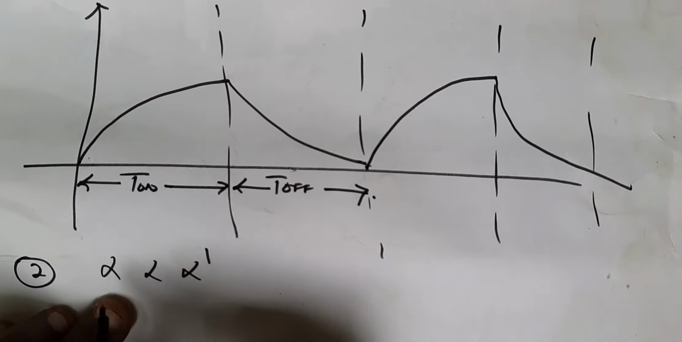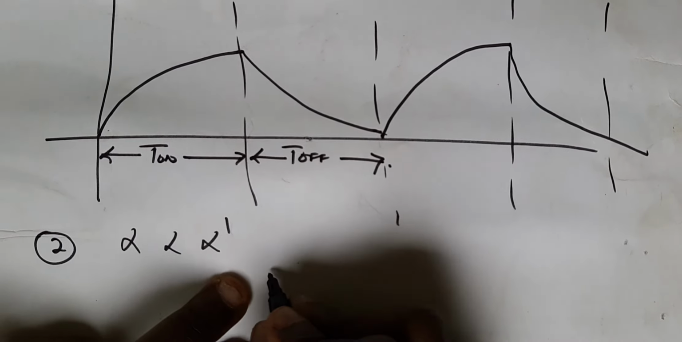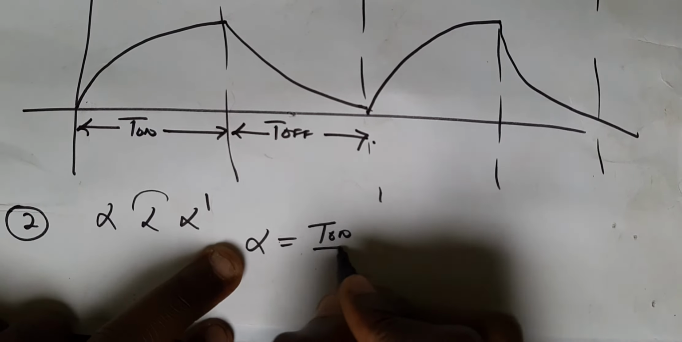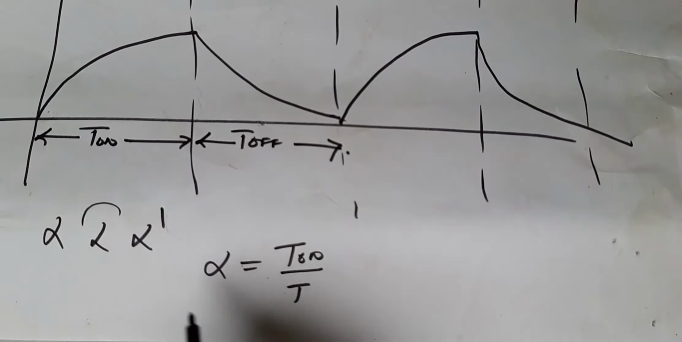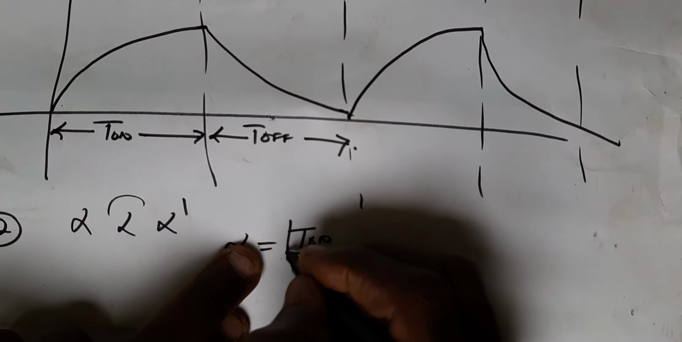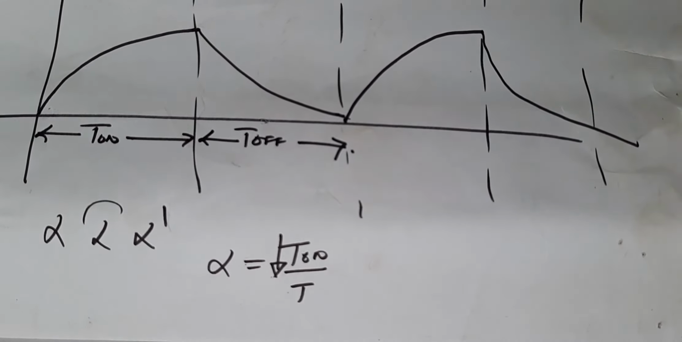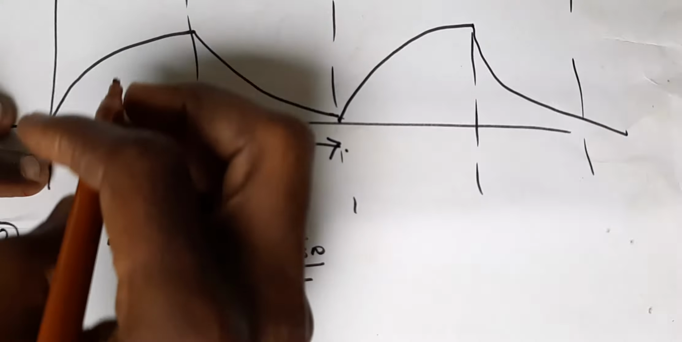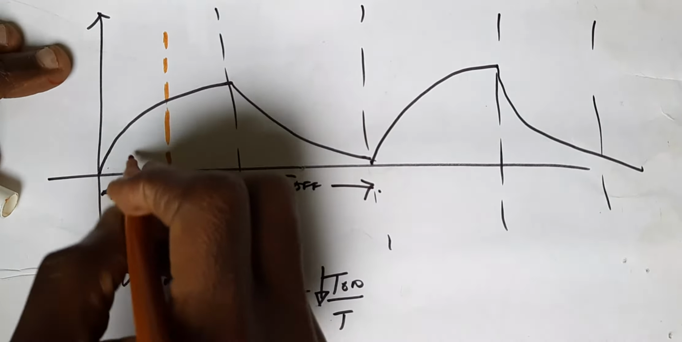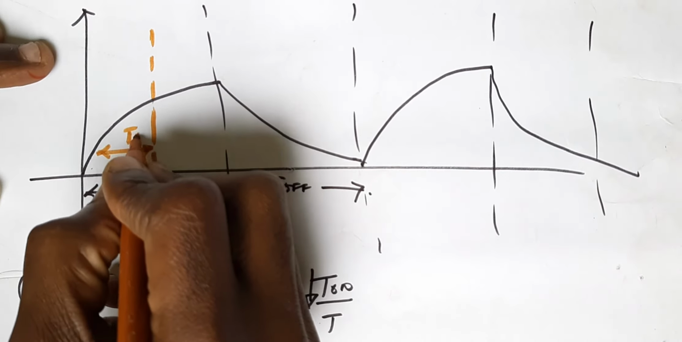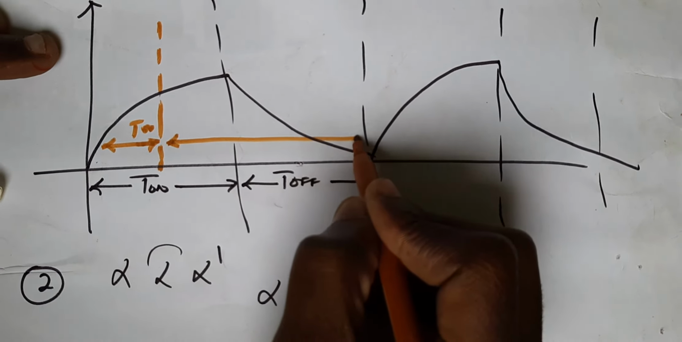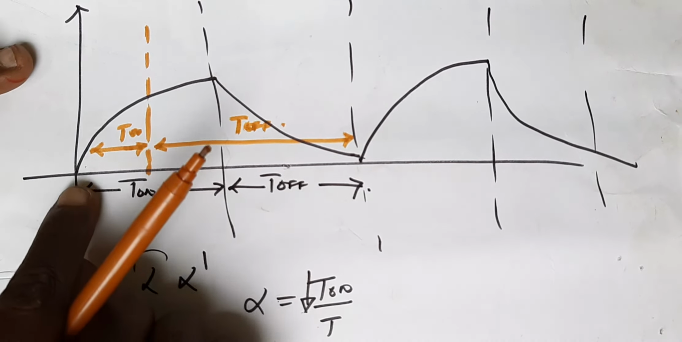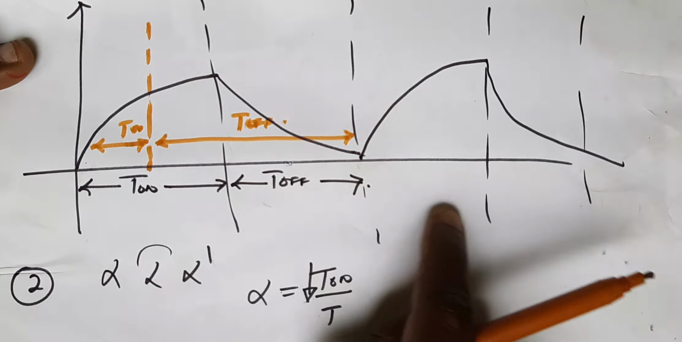Okay, so what happens when alpha is less than alpha prime? We know that alpha is given by T on over T. So for alpha to be less than alpha prime, it means that the on period is reduced. So my on period now, this will be my new T on, and then this entire time will be an off period. So we have a little time to charge, but a lot of time to discharge.